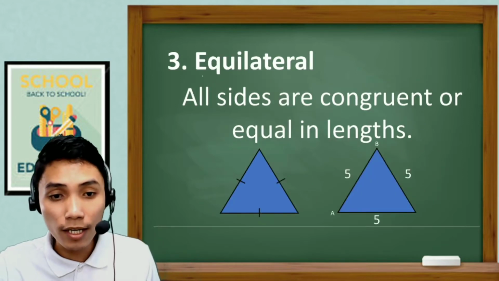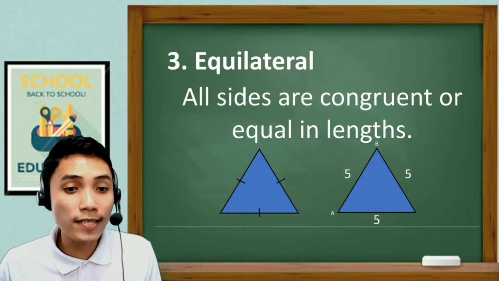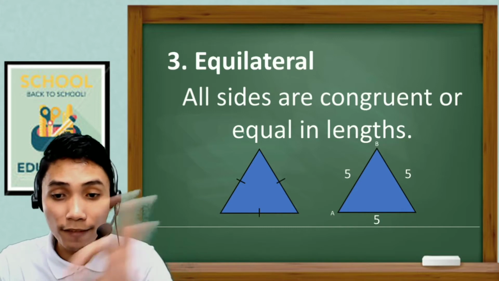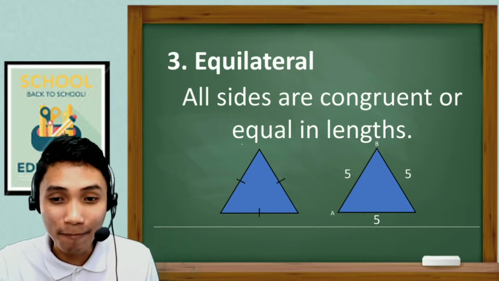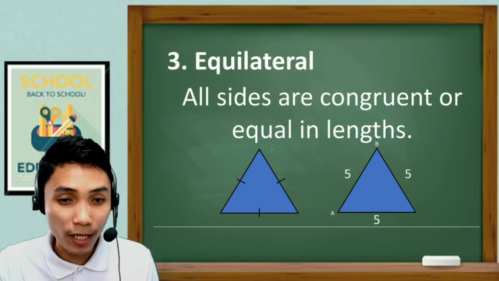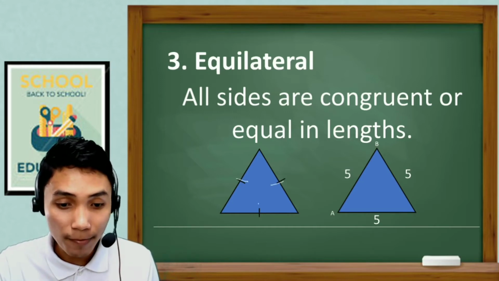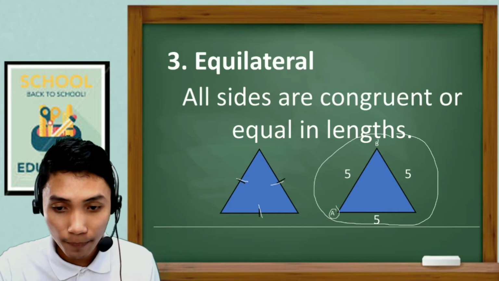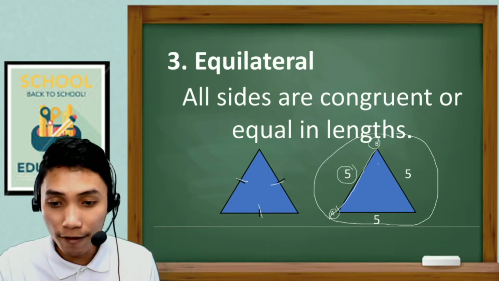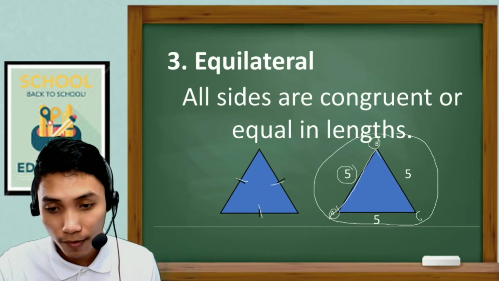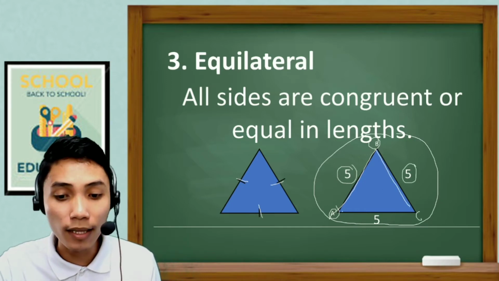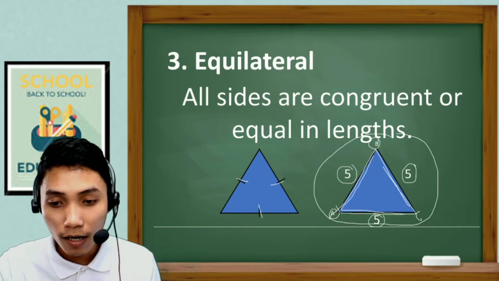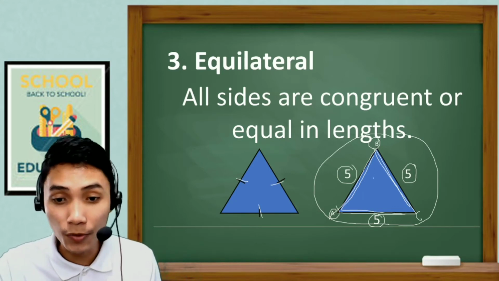The third one is equilateral. Equilateral, that is, all sides are congruent or equal in lengths. Now look at the figure. Meron tayong example. Okay? So this is our equilateral. They are the same sides. Kung makikita mo dito, yung line AB is equal to 5 at yung line BC is equal to 5 and the line AC is equal to 5. So all sides are equal or all sides are congruent.